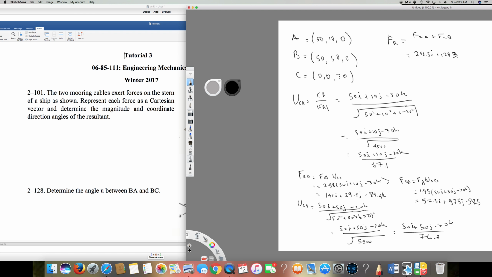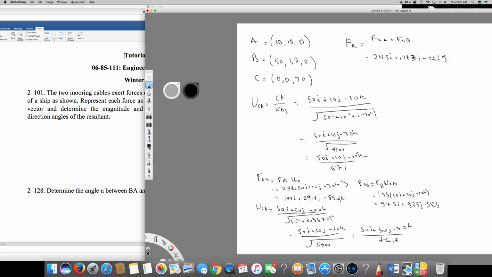127.3j, and if we calculate the k, it is going to be 89.4 plus, it's negative, but since both are negative, I can add them together. 58.5 is going to give me negative 147.9. So we have found the FR. Now I have to find the magnitude of this.